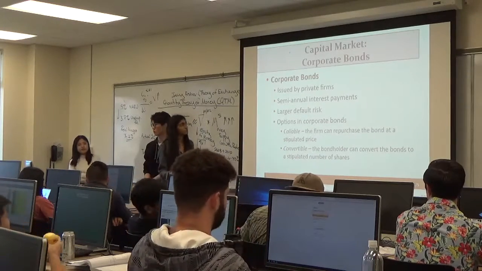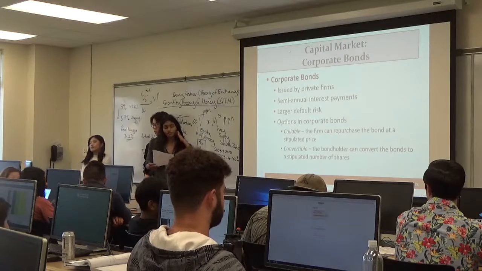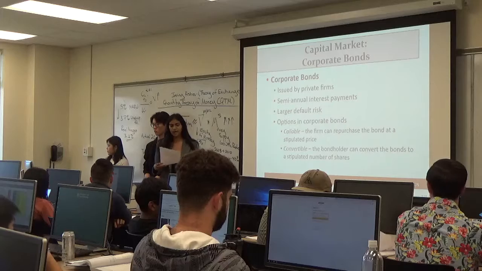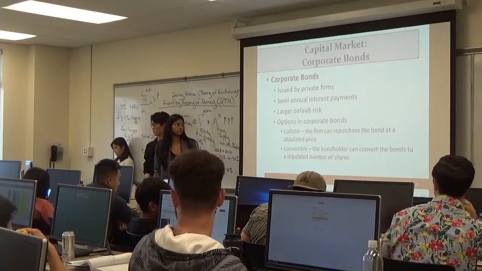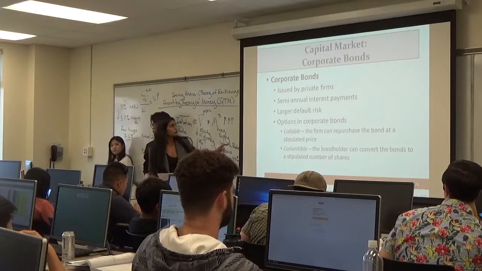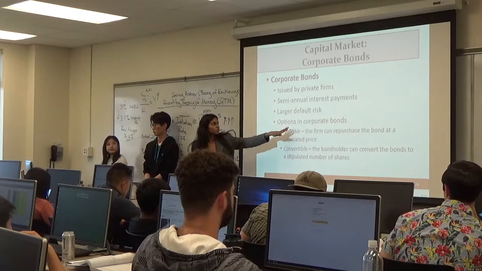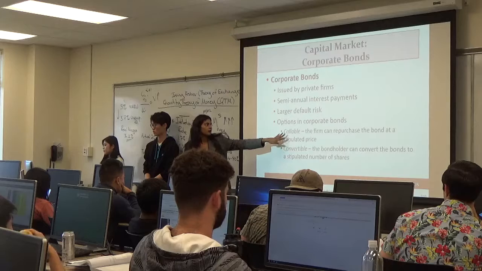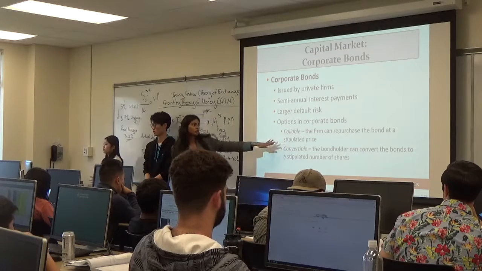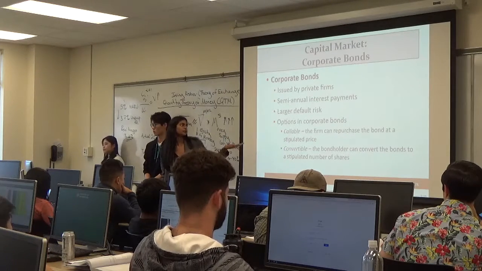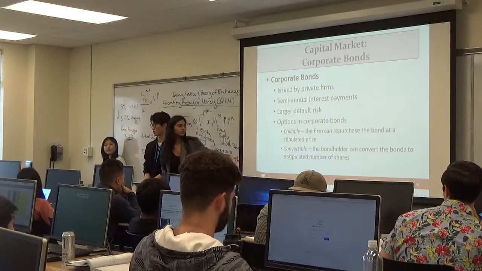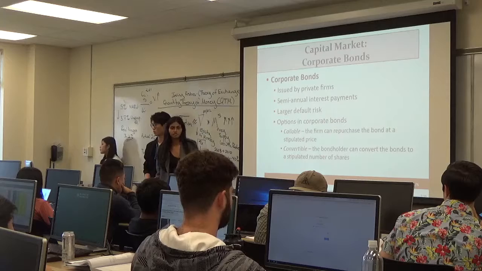Corporate bonds are bonds issued by private firms. Like treasury bonds, corporate bonds also make semi-annual interest payments, but have a larger default risk. Not all corporate bonds come with options, but some do, and these are the options. Callable: the firm can repurchase the bond at a stipulated price. Convertible: the bondholder can convert the bonds to a stipulated number of shares.